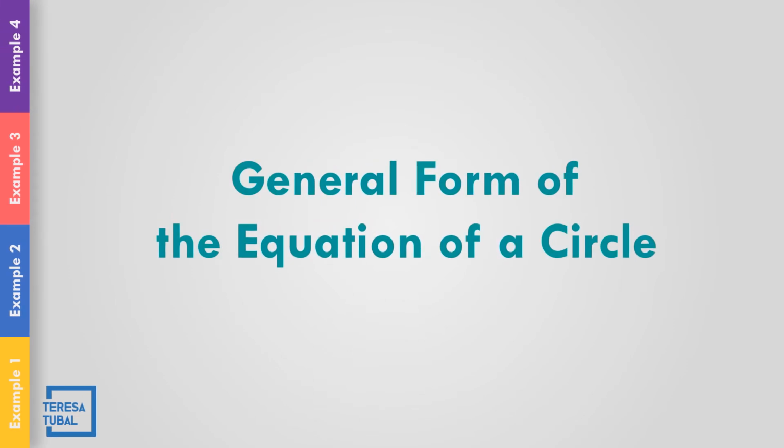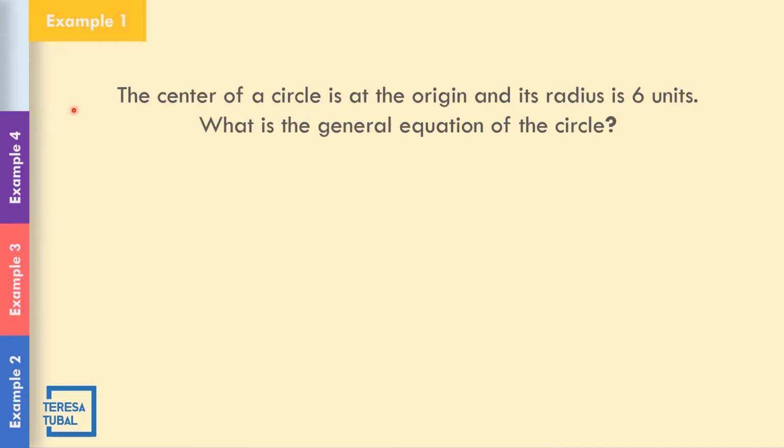So let us proceed to get the general form of the equation of a circle. In example number 1, the center of a circle is at the origin and its radius is 6 units. What is the general equation of the circle? So let us identify what could be the center. The center is at the origin, so it means the center is 0, comma 0. 0 is h, and then another 0 is k. How about the radius? The radius is equal to 6 units.